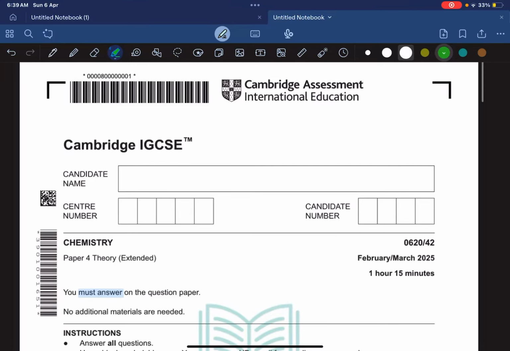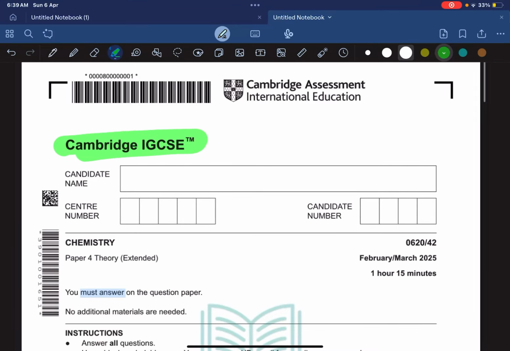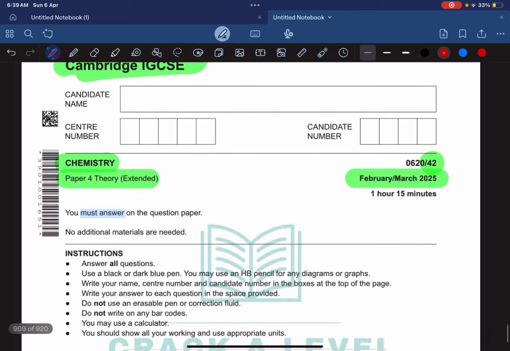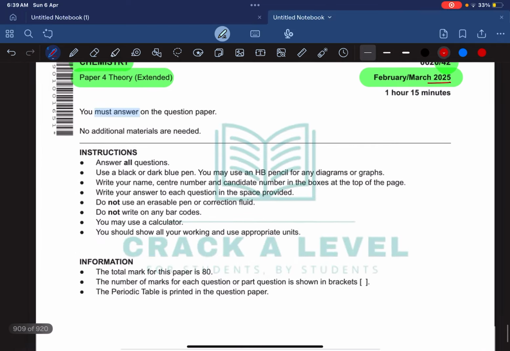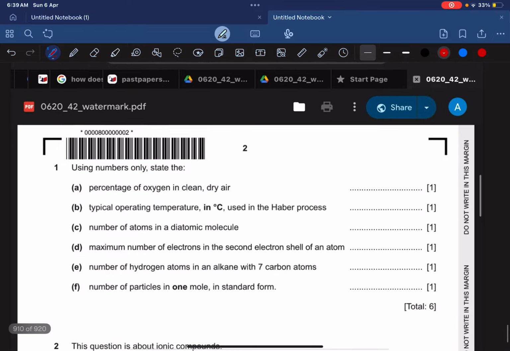So today we are going to be solving Cambridge IGCSE Chemistry Paper 4 Theory Extended February-March 2025 Paper 42. This is the most recent paper we have for chemistry, and this is a difficult paper. If you are able to solve this paper, then you will probably be able to solve the O-levels paper as well, because the Cambridge IGCSE and Cambridge O-level syllabus is exactly the same, and 2025 O-levels May June is going to be similar to this because this is the latest paper we have.